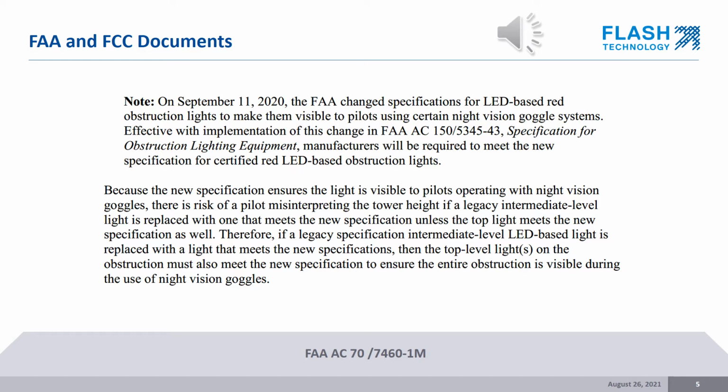This means that if a lower level light is running or using IR, then the top level light on a structure must be IR to keep a pilot from misinterpreting the overall tower height. Therefore, if a lower level marker or flashlight has been set to IR, you may have to change the top level light if it is not compliant to meet the 1M standards.